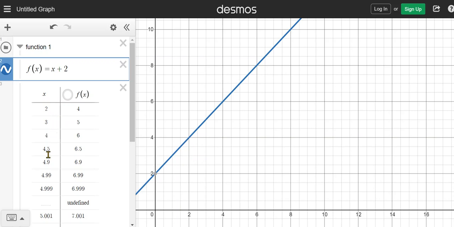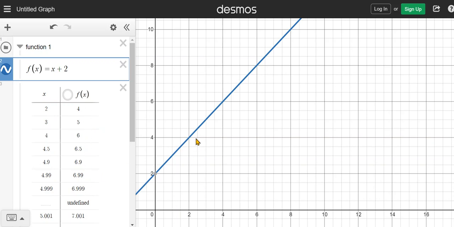Well, in the table of values, as we go from 2 to 3 to 4 to 4.5, 4.9, we're getting closer and closer to 5, 4.99, 4.999. The function values go from 4 to 5 to 6, 6.5, 6.9, 6.99, 6.999. So looking at this table, it would appear that as the x values are getting closer and closer to 5, the function values are getting closer and closer to 7.